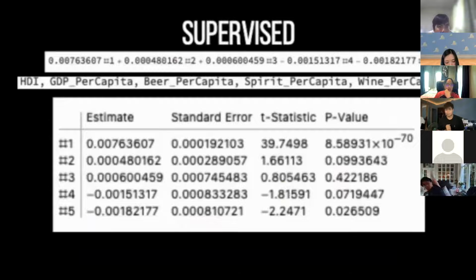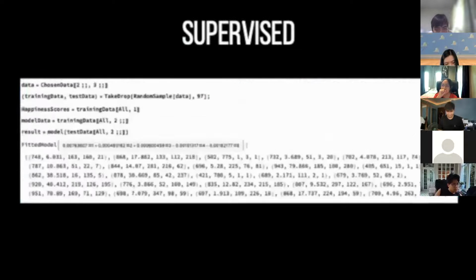The next one is supervised data. So I tried using linear regression to analyze my data. These are the coefficients to the data, which are the HDI, GDP, beer per capita, spirits per capita, and wine per capita. And these are the estimate scores. I also tried to train the data, but I ran into a problem: I tried to find the error, but I can't because the data wasn't capable of doing it.